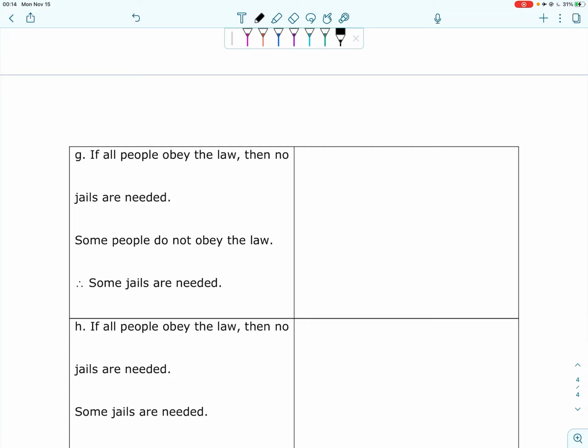Let's actually do G. If all people obey the law, then no jails are needed. Some people do not obey the law, therefore some jails are needed. So P, no jails are needed, that's going to be not Q. Some people do not obey the law, that's the opposite of P. Some jails are needed, that's the opposite of Q.